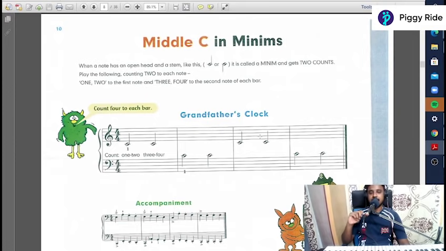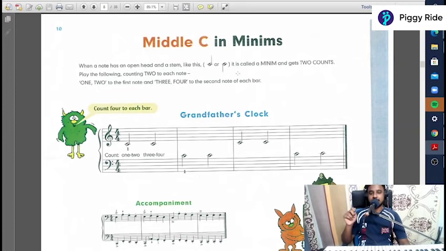So previously we have seen semibreve. The semibreve will have only the circle and there will not be any stem, any line on top of it or on bottom of it. So there will be only one circle. That means we need to play it for 4 counts.